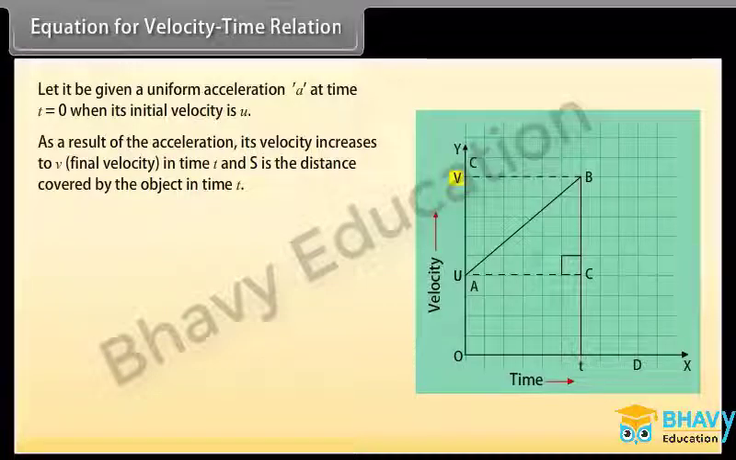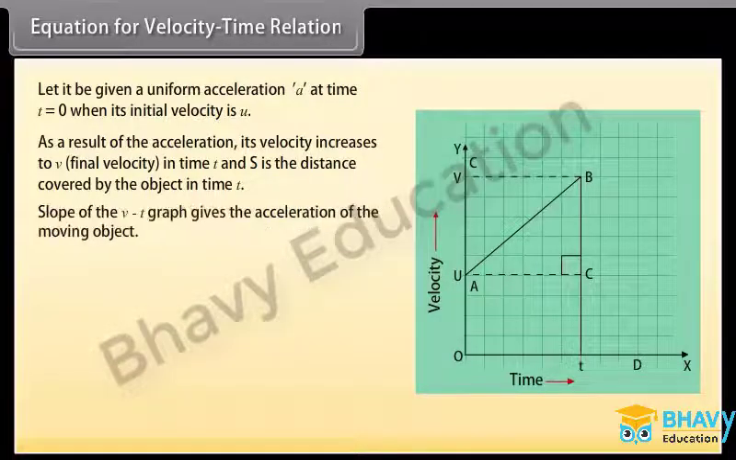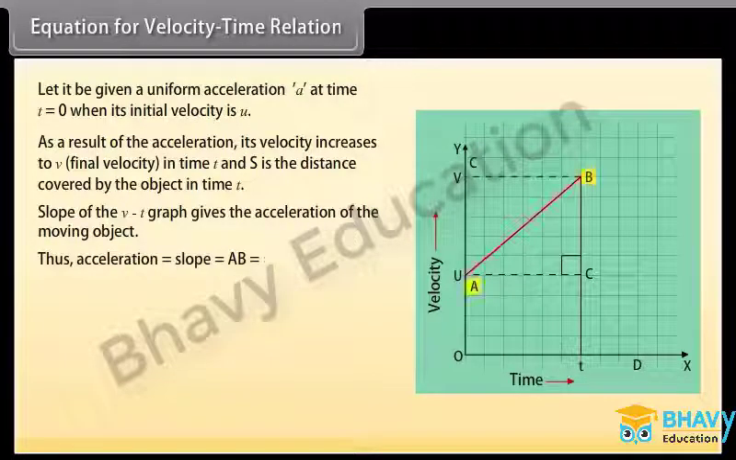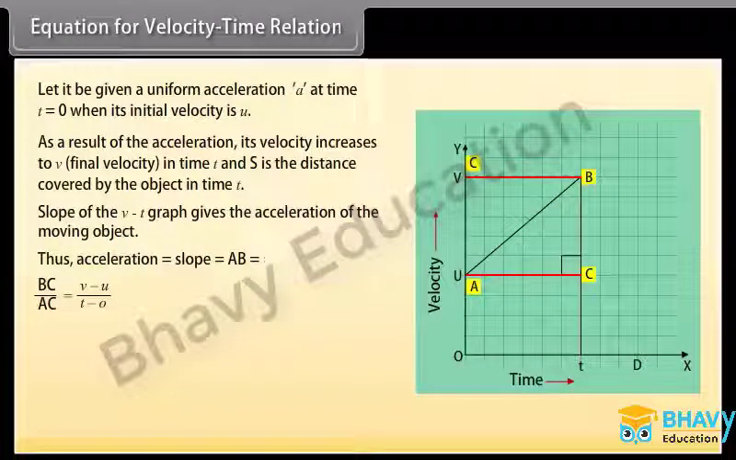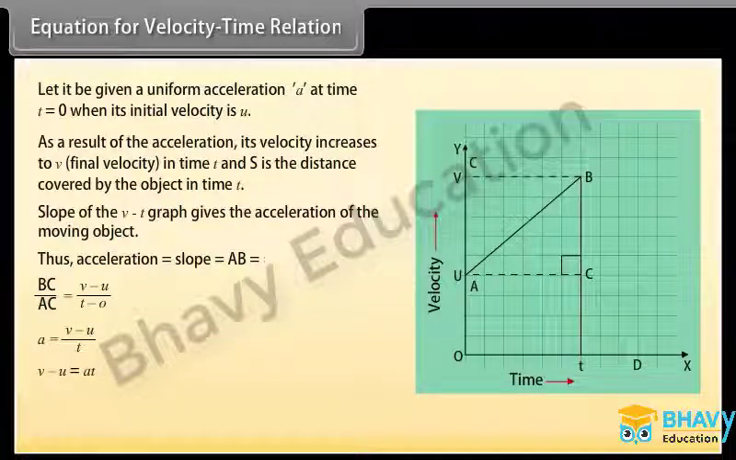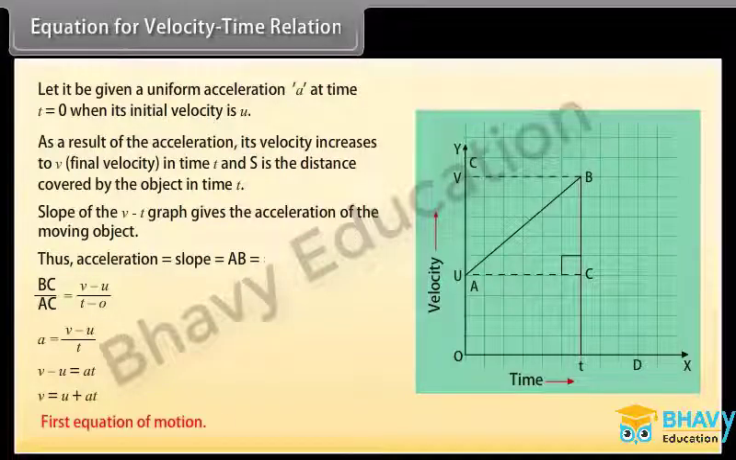The figure shows the velocity-time graph of the motion of the object. Slope of the v-t graph gives the acceleration of the moving object. Thus, acceleration is equal to slope, which equals AB upon BC upon AC, which is equal to (v minus u) upon (t minus 0), where a is equal to (v minus u) upon t. This gives v minus u equal to at, so v equals u plus at, which is the first equation of motion.